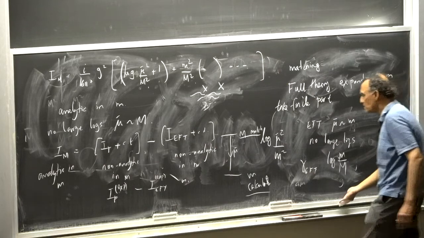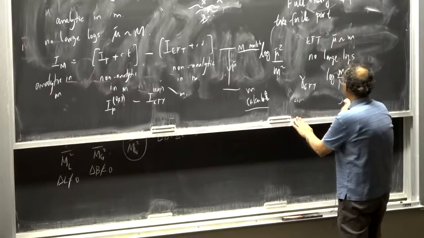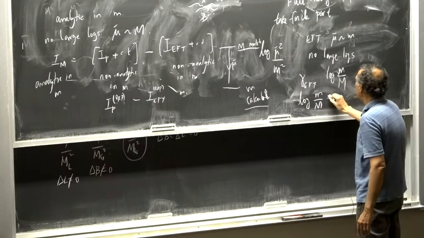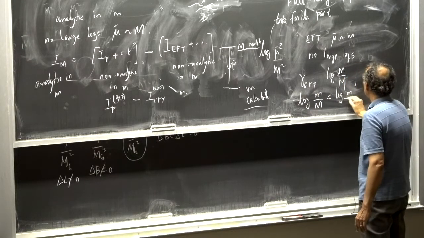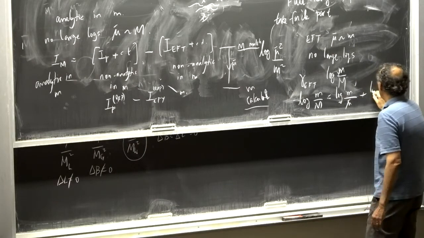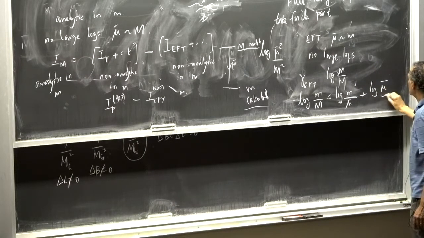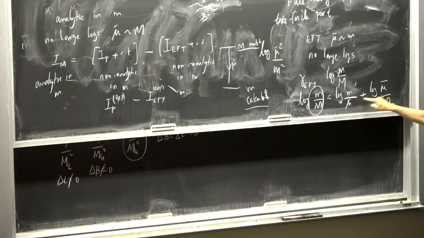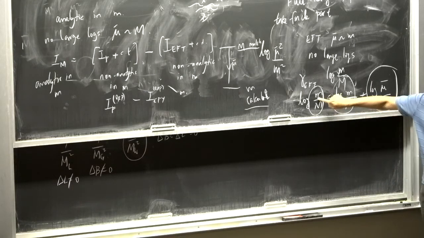And in some sense, what you have done, so let me say this one last thing and stop, is you've taken a log of little m over big M and written it as a log of m over mu bar plus a log of mu bar over M. So this is a 2-scale object, and you have split it into 2 single-scale objects. And this is coming from the matching, and that's coming from the EFT. So you've kind of put them in a different place. But it's orders of magnitude easier to do 2 single-scale calculations than 1 2-scale calculation.